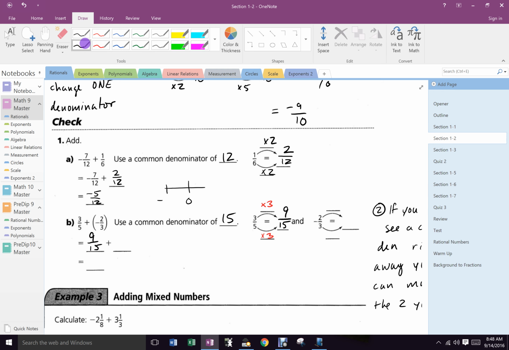What do I do? I needed 15. What did I do? Times 5. So what do I do here? Times 5 to get negative 10. So the 15 stays. What's 9 plus negative 10? Negative 1. Brilliant!